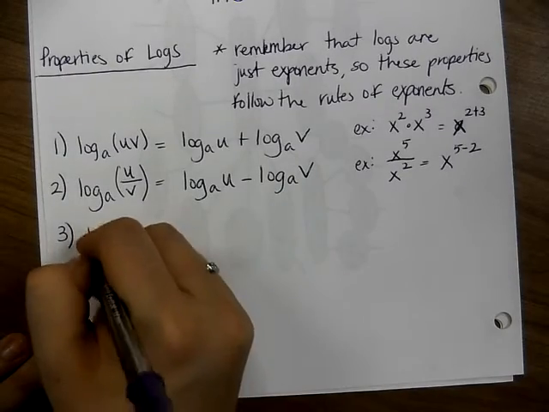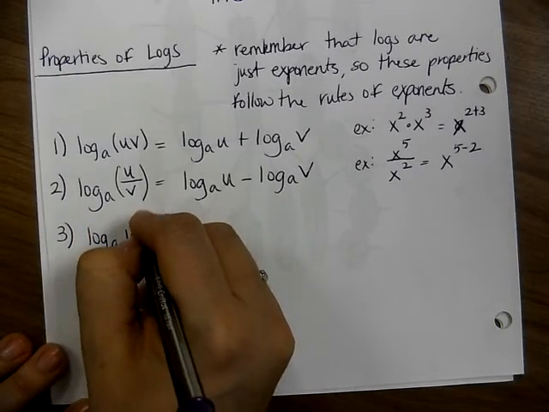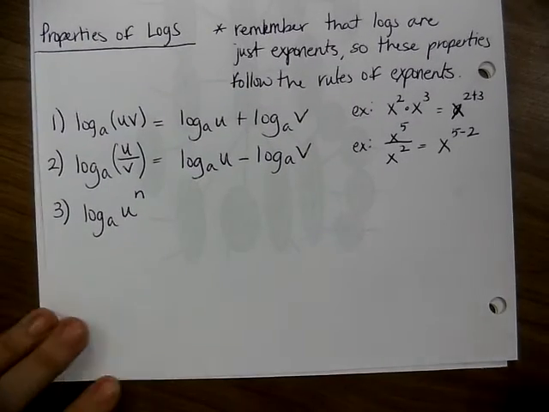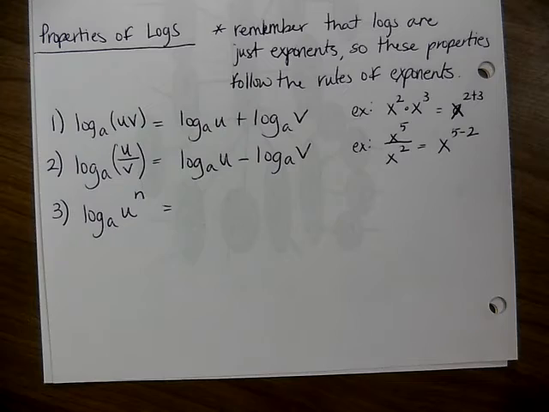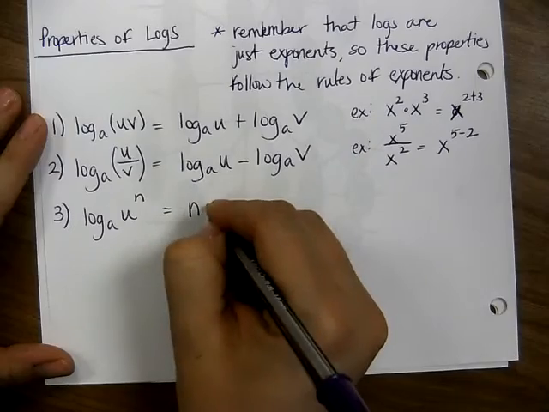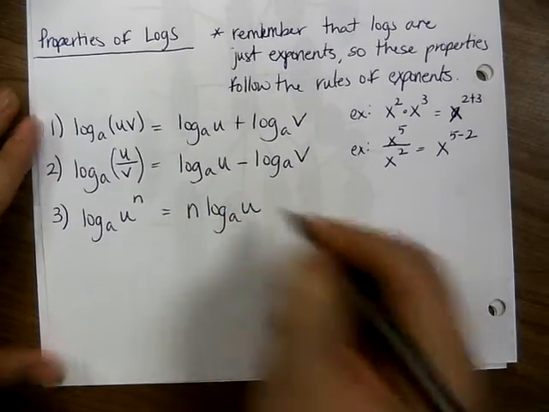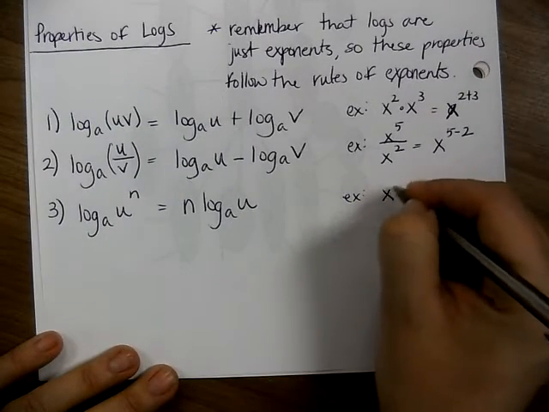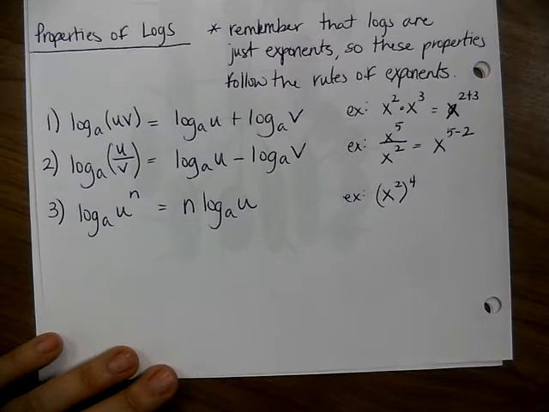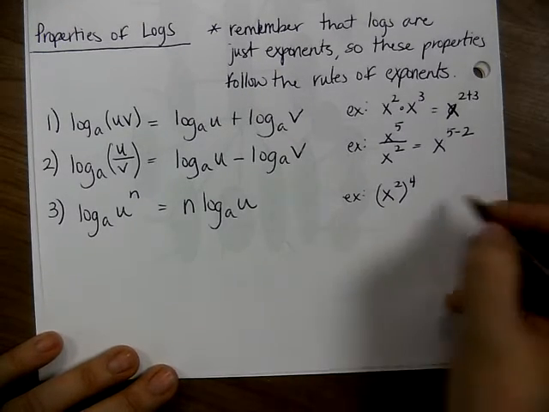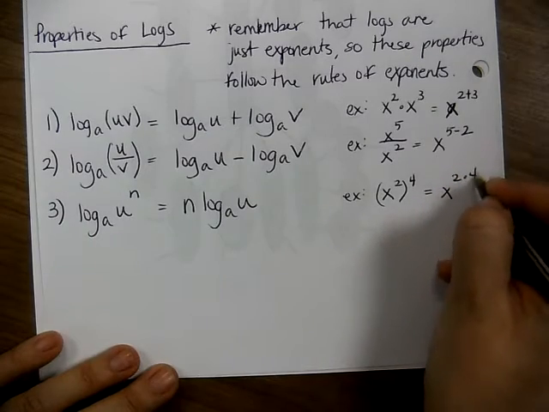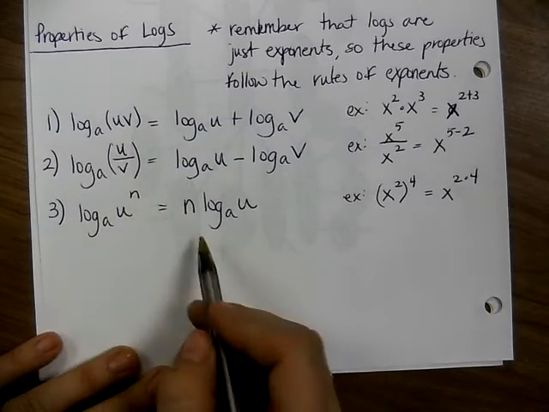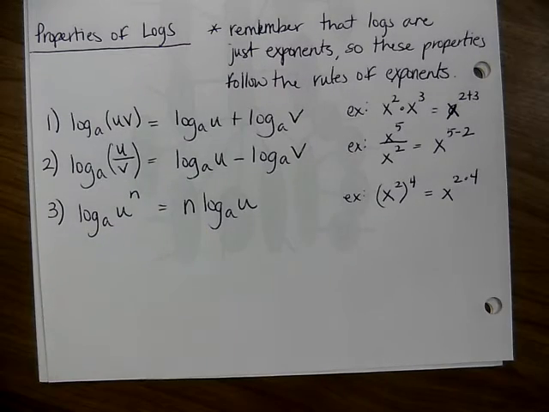And then finally, the last property, log base A of u to the n. Okay, if you have a power, then what you can do is pull that power out front. So this n is actually going to get pulled out front and get multiplied by that log base A of u. And that's because if you have x squared raised to the 4th power, what do you do to those powers? You multiply them together, okay? So a power, which n was, becomes multiplication. So that's how you can remember the properties, is they just go hand in hand with the properties of exponents.